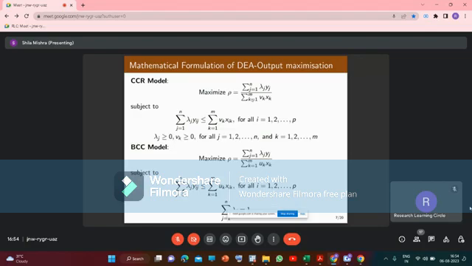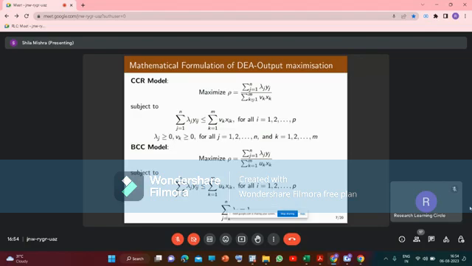Now there are two kinds of models in DEA. Based on the returns to scale assumption, we know that one is the constant returns to scale and the other is the variable returns to scale, right? The first model, which is the CCR model, is based on the CRS assumption, which is a very rigid form of assumption. And the BCC model is for the variable returns to scale assumption, which takes care of both increasing returns to scale and decreasing returns to scale.